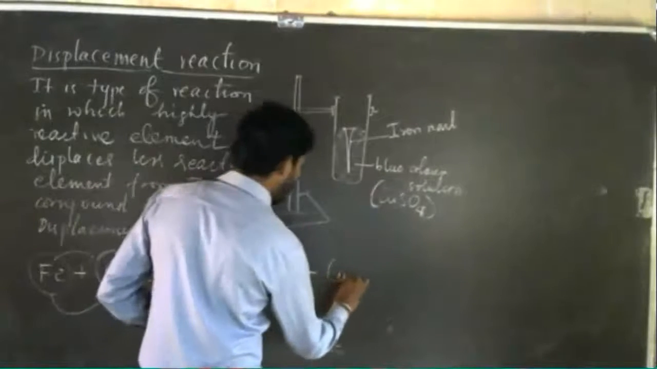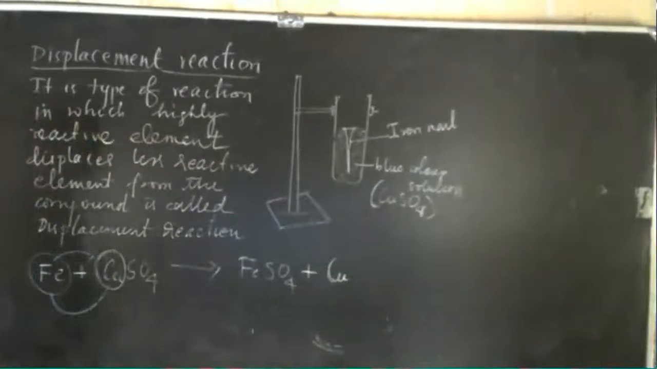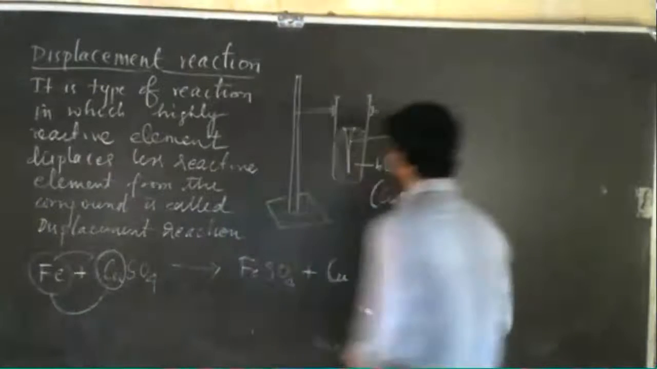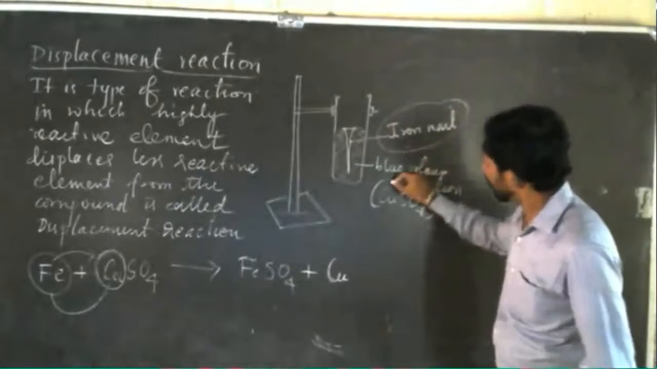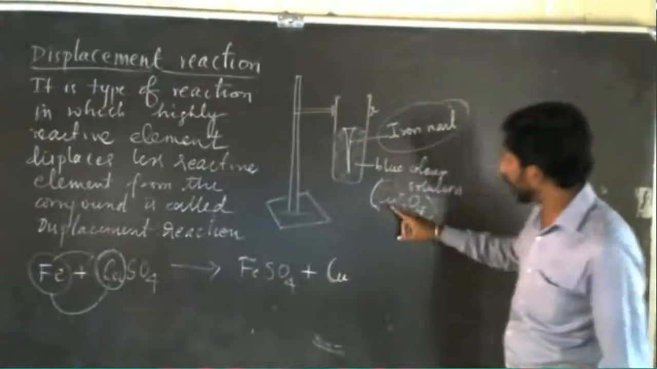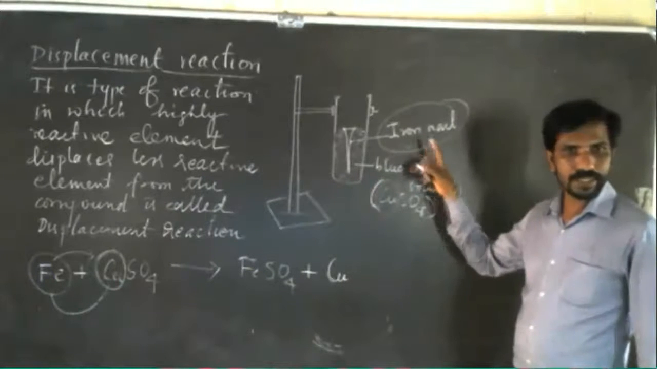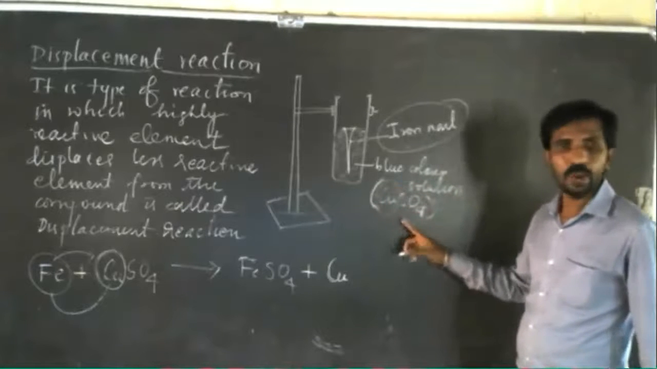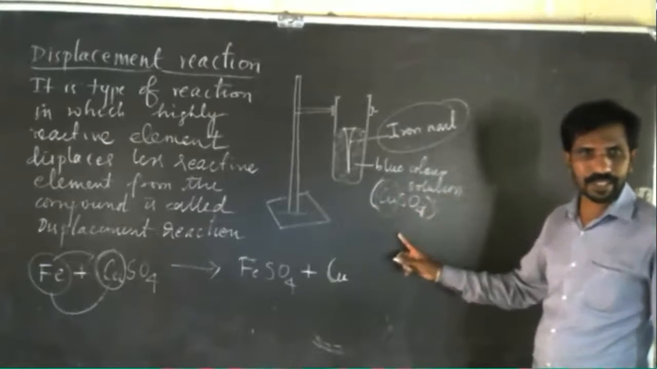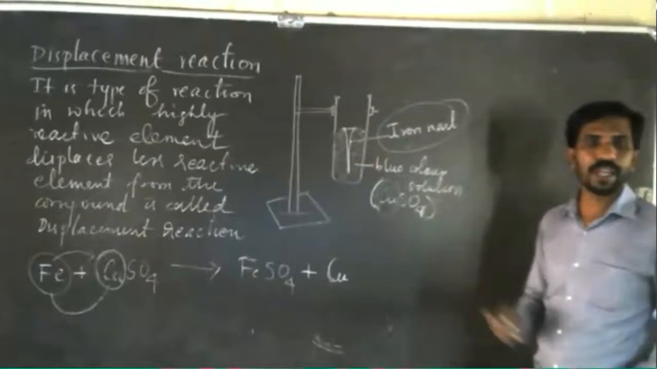FeSO4 is formed. Then what is remaining? Copper. Copper comes out. So what happens during this reaction? Here the iron nail displaces the copper. Iron nail, being more reactive, displaces the copper from the copper sulfate solution.